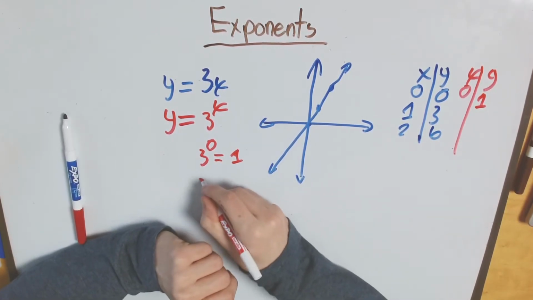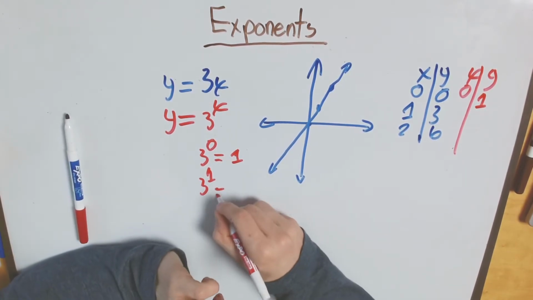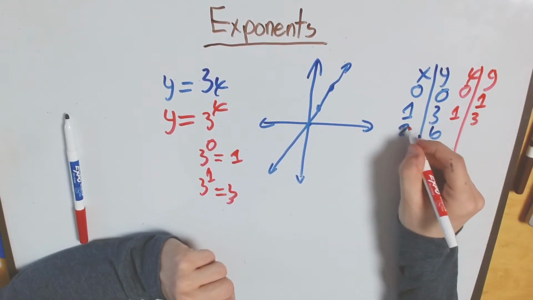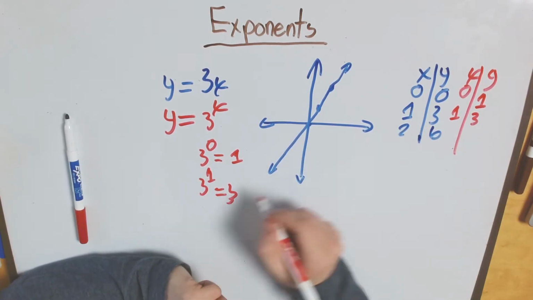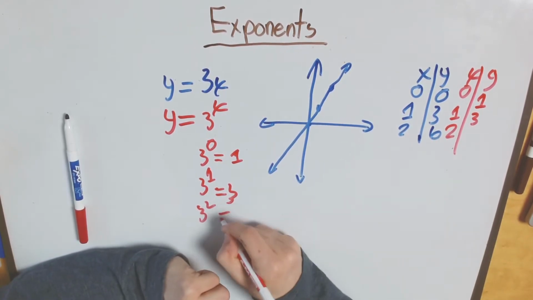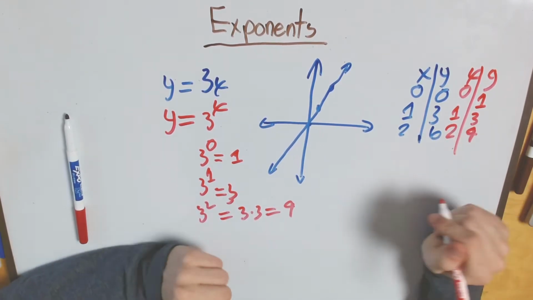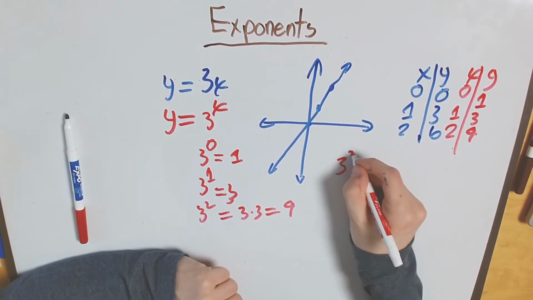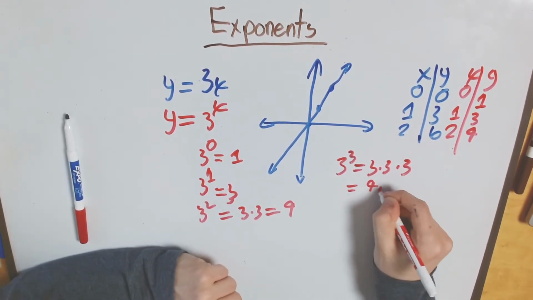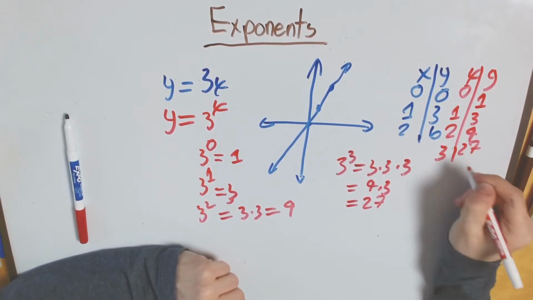What about 3 to the 1? Well, that's 3 times itself 1 time. That's just 3. So far, not a crazy change. Let's say x is 2. 3 to the 2. Oh, 3 times 3 is 9. It's a pretty big increase. What about 3 to the 3? That's 3 times 3 times 3, which is 9 times 3, or 27. That's a pretty big increase.